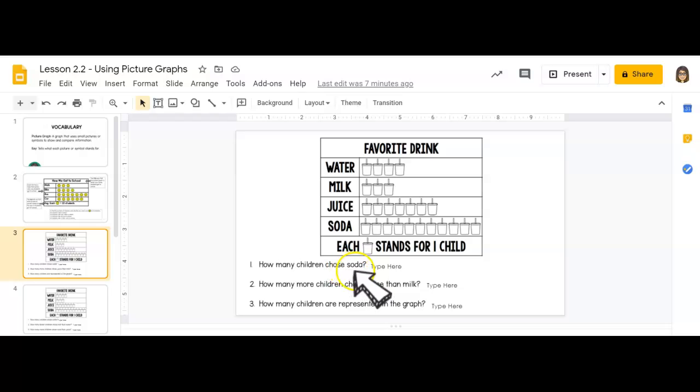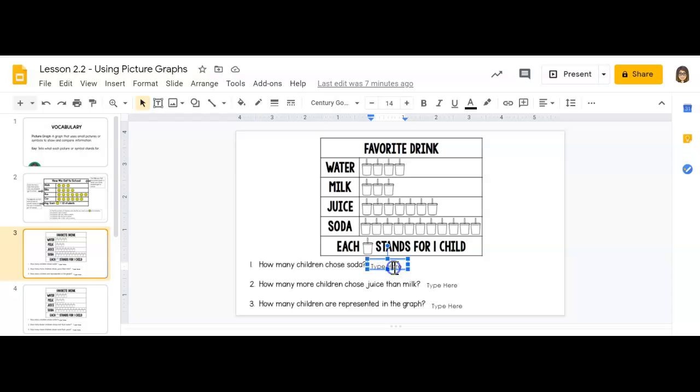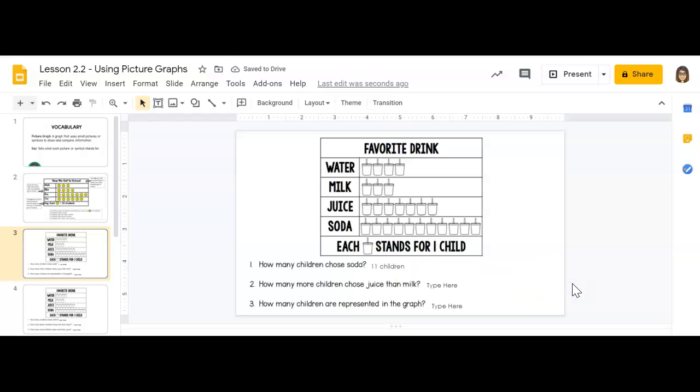How many children chose soda? Okay, we need to look at our key, and it says each cup stands for one child. So now we can find the category that says soda. It's right here at the bottom. And we're going to count the cups. Remember, because the cup only stands for one in this picture graph, we count by ones. Count with me. 1, 2, 3, 4, 5, 6, 7, 8, 9, 10, 11. Okay, so you would type 11 children because 11 children chose soda.